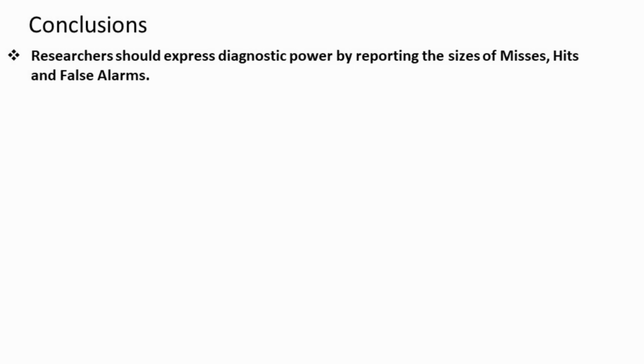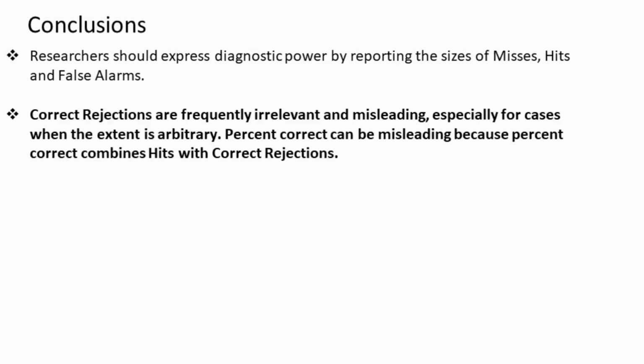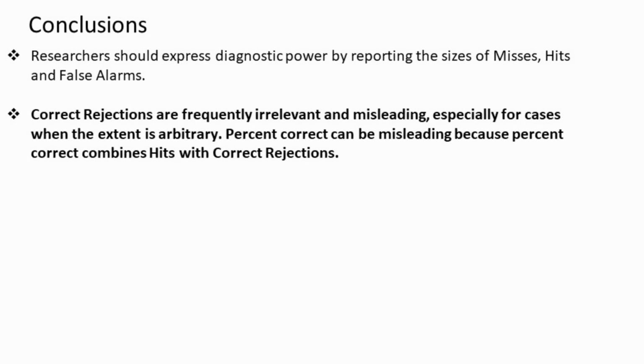The most important takeaways are that researchers should express diagnostic power by reporting the size of misses, hits, and false alarms. Correct rejections are frequently irrelevant and misleading, especially for cases when the extent is arbitrary. Percent correct can be misleading because percent correct combines hits with correct rejections.